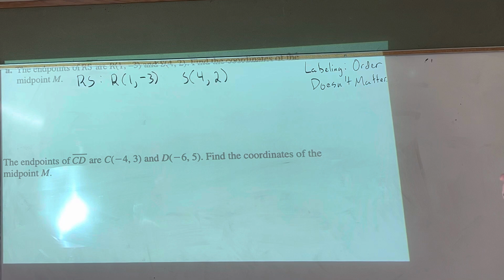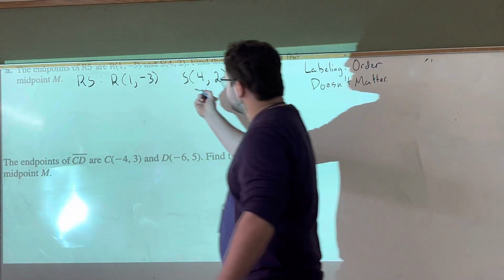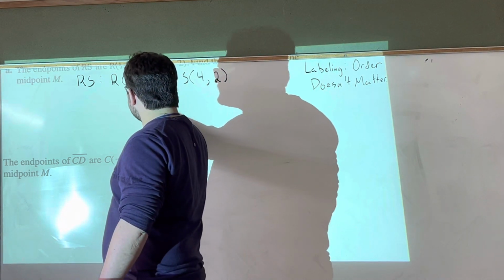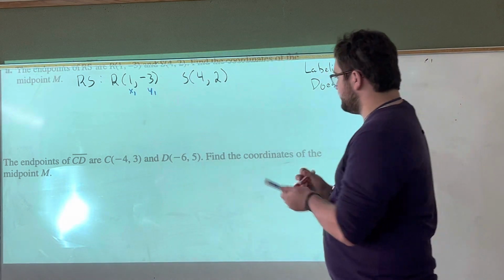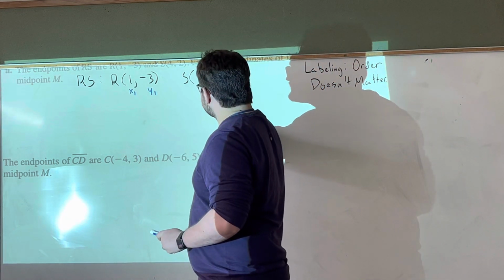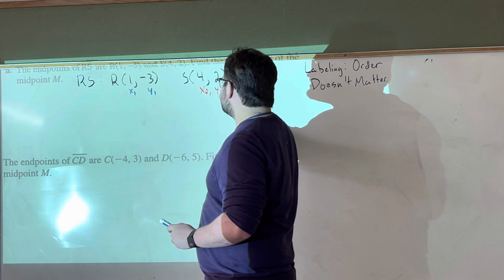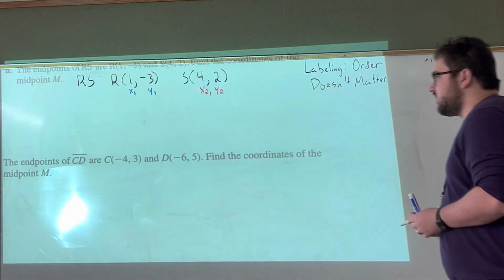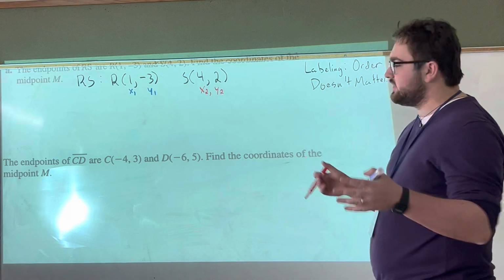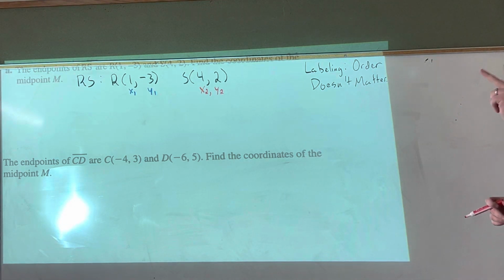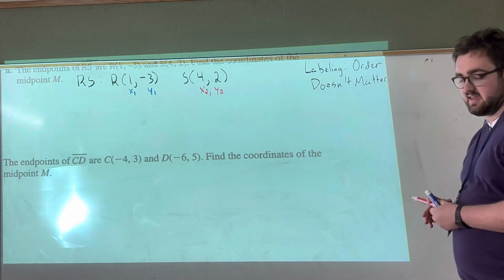Just for the kick of it, we'll call the first point x1, y1, and we'll call the second point x2, y2. Remember, while we can name the points x1, y1 and x2, y2 in any way we like, we can't switch the x's and the y's. That's the one thing that can't switch.